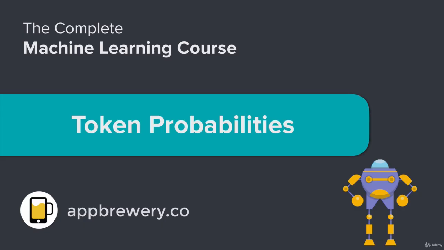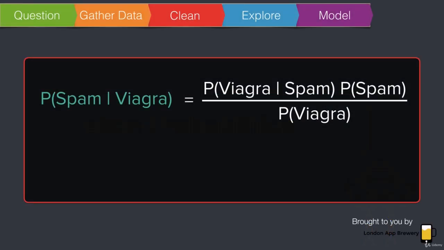Now, if you haven't watched the lessons on probability theory and the Bayes theorem from the previous module, pause here and watch them now before you continue. You'll recall that the formula for conditional probability under Bayes' theorem looks like this. This formula gives us the probability of an email being spam given that it contains the word Viagra.